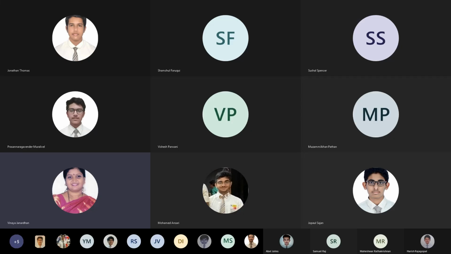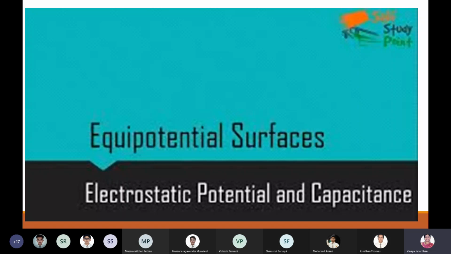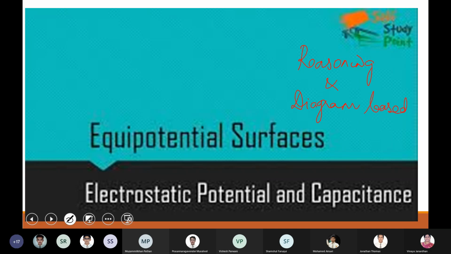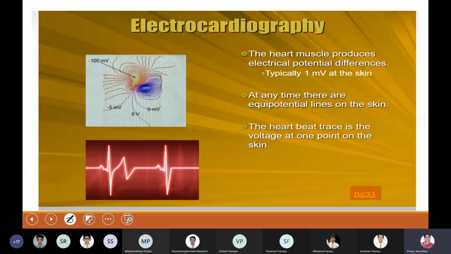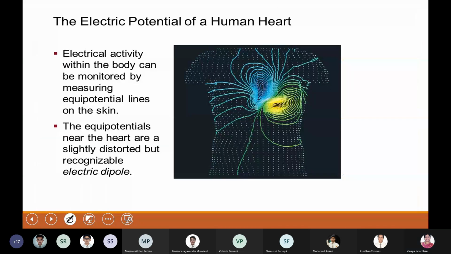Surfaces from the board's point of view: you can expect reasoning based questions, or you can expect diagram based questions, right? Those from hardly it will be 1 mark. So you can expect reasoning as well as diagram based questions from equipotential surface. Now, equipotential surface plays a very important role in electrocardiography, right, boys? So just go through when we have time.